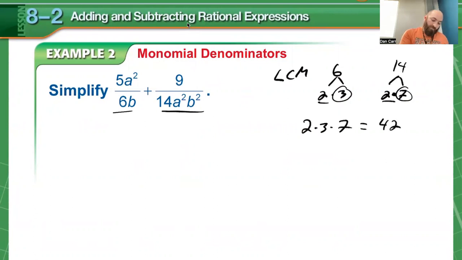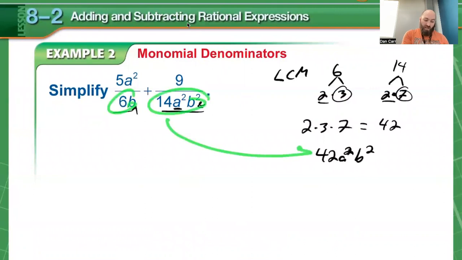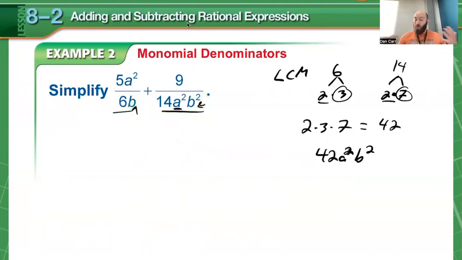All right. For my variables, I've got a squared here and no a, so a squared is going to be part of that. So 42 a squared. And then I've got b and b squared, so that's going to become a b squared there. This is my least common denominator that I can turn both of these into. So again, to do that, we have to multiply both the numerator and denominator by the same thing. It's just like adding and subtracting regular fractions. So 14 needs to be multiplied by a 3. So it's going to be multiplied by 3. a squared b squared is already a part of it, so I don't have to do anything else.